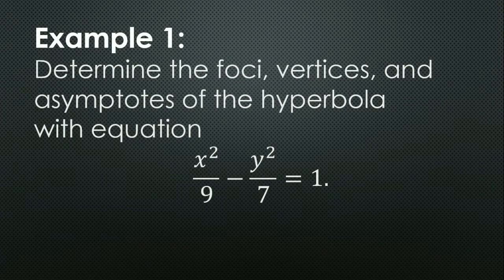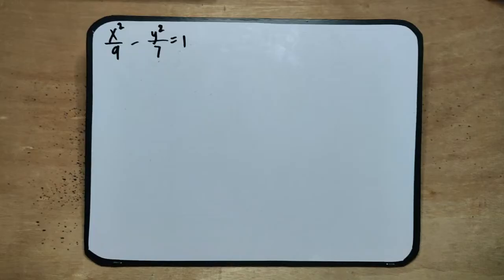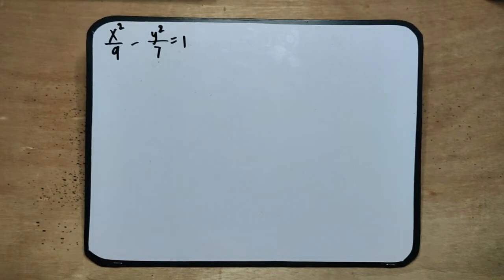Example number 1. Determine the foci, the vertices, and asymptotes of the hyperbola with equation x squared all over 9 minus y squared all over 7 is equal to 1. For the solution, watch this video. So in this example, we will identify the foci, the vertices, and the asymptotes of this given hyperbola.